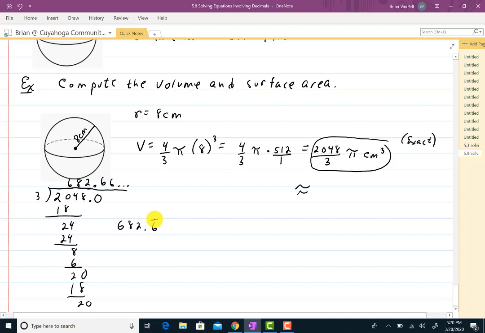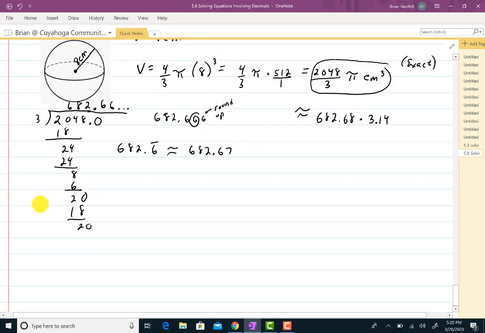Now I want 2 decimal places. The 6 with a bar will be very difficult to multiply with. So to 2 decimal places, I have 682.67. That's because if you do 682.666, suppose you stop at the third 6. Looking at the second 6, the one after it tells you to round up. So my approximation will be 682.67 times 3.14. This is not going to be pleasant, but let me go ahead and do it anyways.